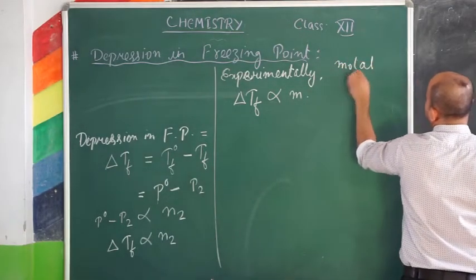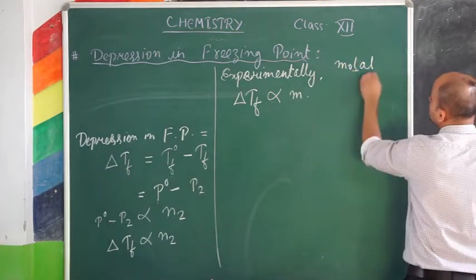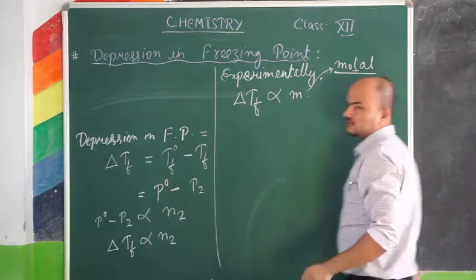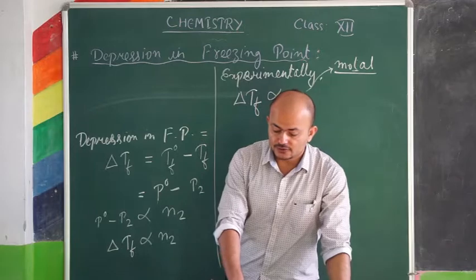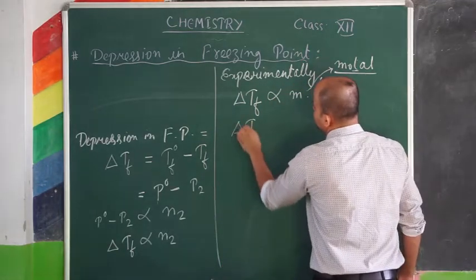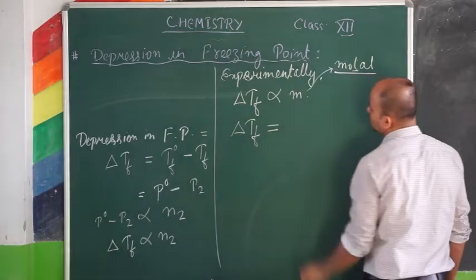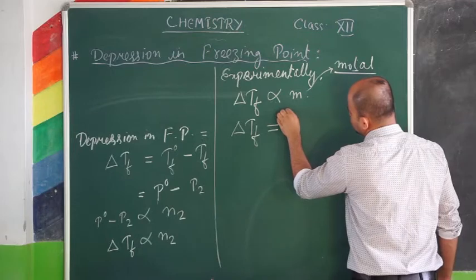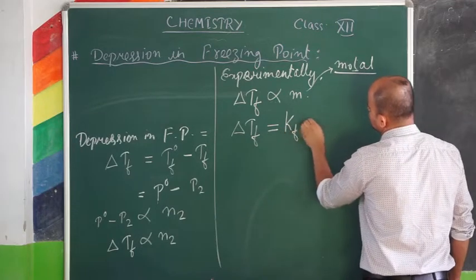Don't get confused. It's not molar, it's molal. This small m corresponds to molality. So delta TF is directly proportional to m. Therefore, we can write delta TF will be equal to some constant, so let's take it as Kf, into m.